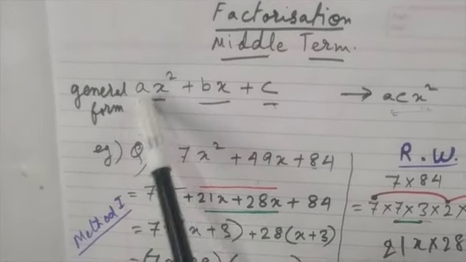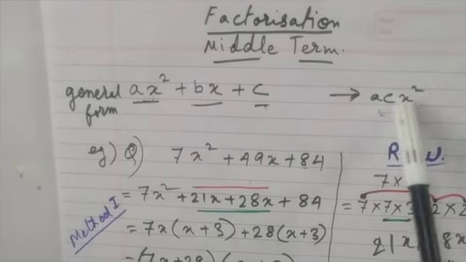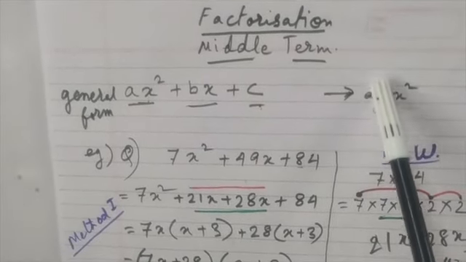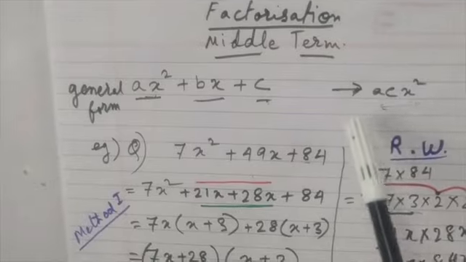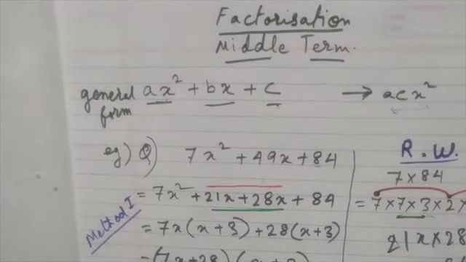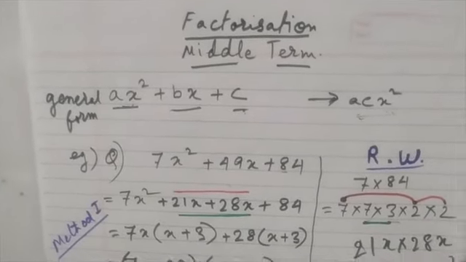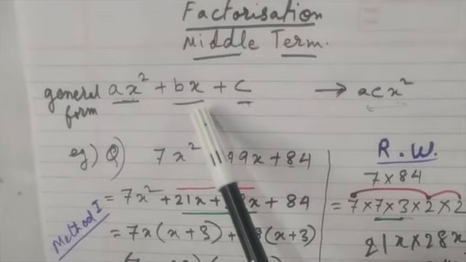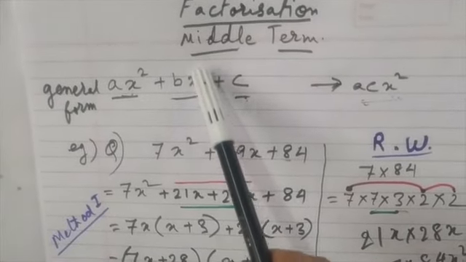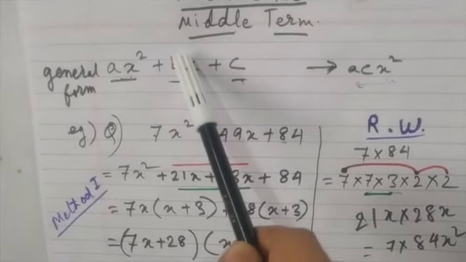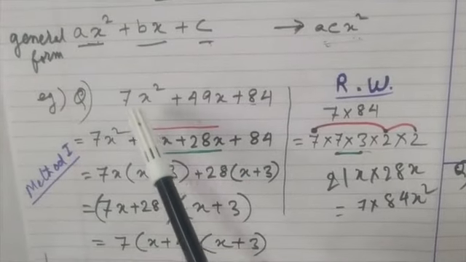Now we combine ax square and c to form acx square, and we break up acx square into its constituent factors. Now with those factors we recombine to form the middle term. I will show you with an example.